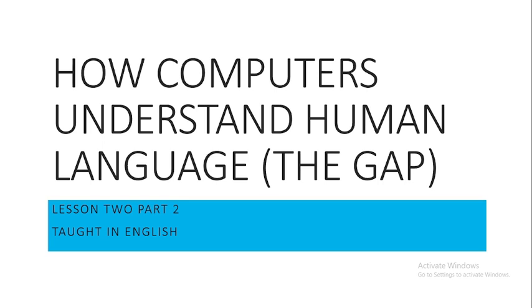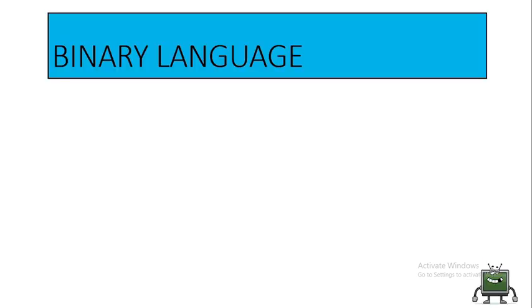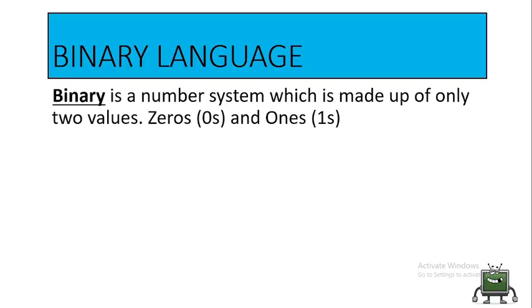Lesson 2, Part 2. So we continue to look at how computers understand human language. And this is Lesson 2, Part 2. So, binary language. In Lesson 2, Part 1, we made mention of the binary system.